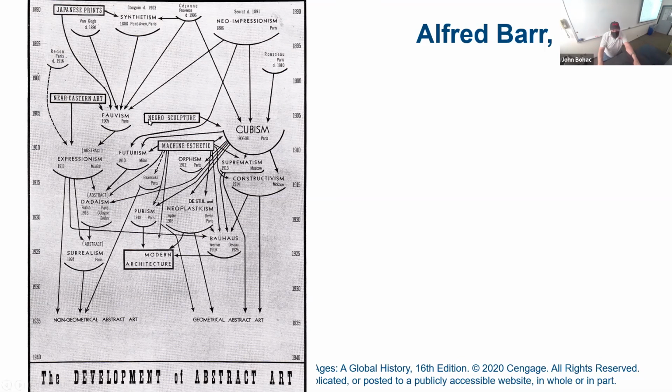And so I've run into scholars from time to time, and they still work on a lot of this. Here we go, Cubism, and here we have what's labeled Negro sculpture, which is African art. It's not a politically correct term, but it's how they thought in this time. But anyway, African sculpture, Cubism.